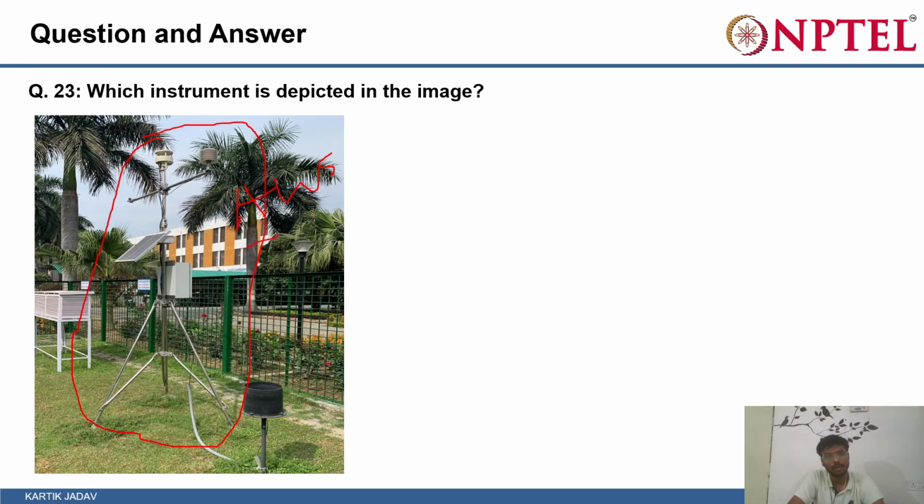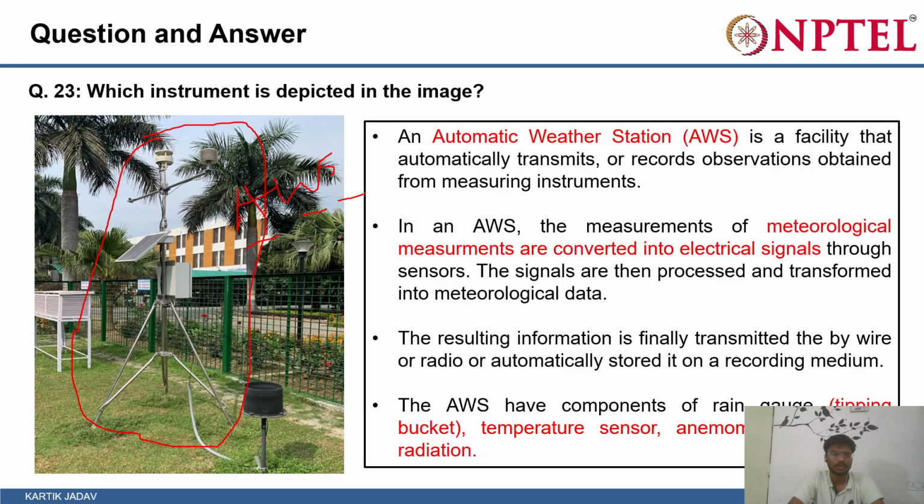That is automatic weather station. This automatic weather station is the facility that automatically records observations like rainfall, minimum and maximum temperature, bright sunshine hour, and wind velocity. So all the major meteorological parameters are measured by this automatic weather station.